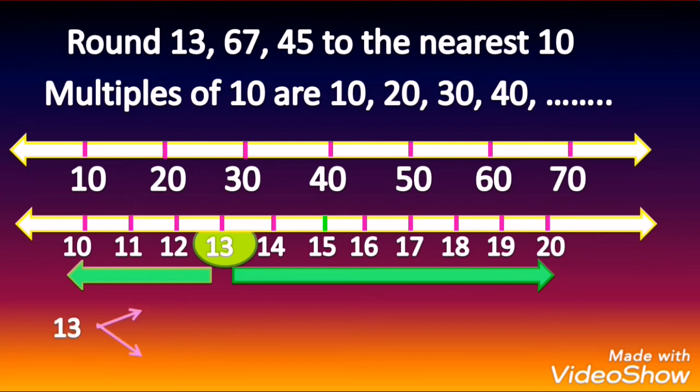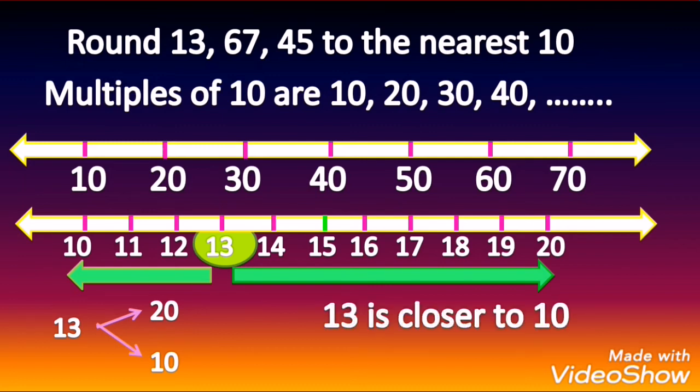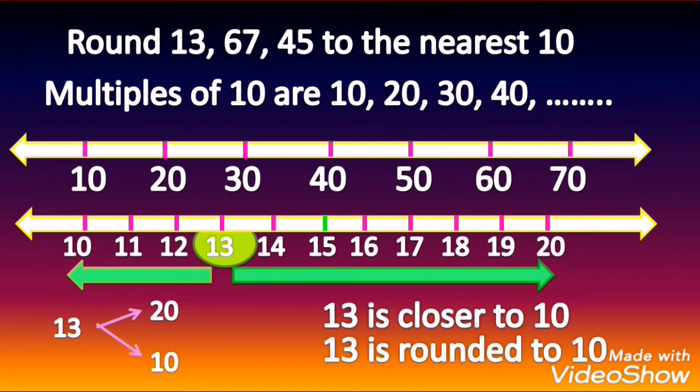So 13 lies between 10 and 20. As it is very close to 10, it can be rounded to 10. So 13 can be rounded to 10.